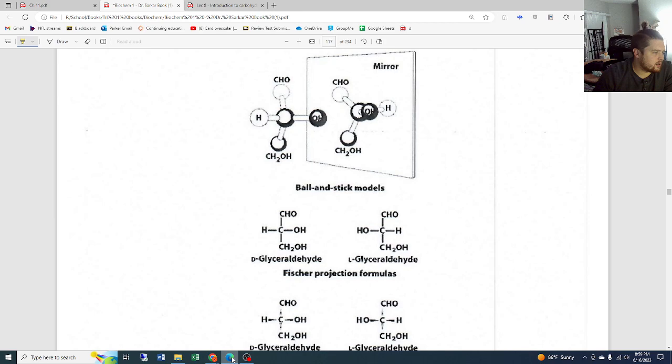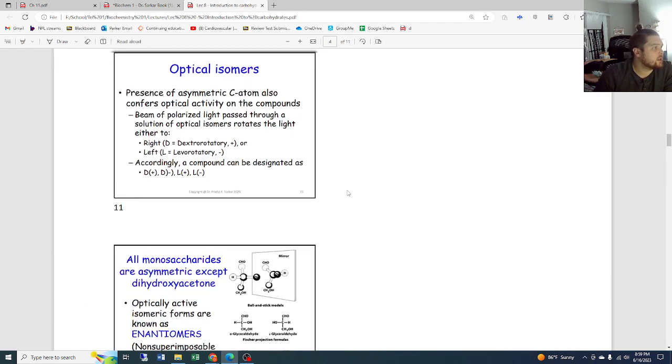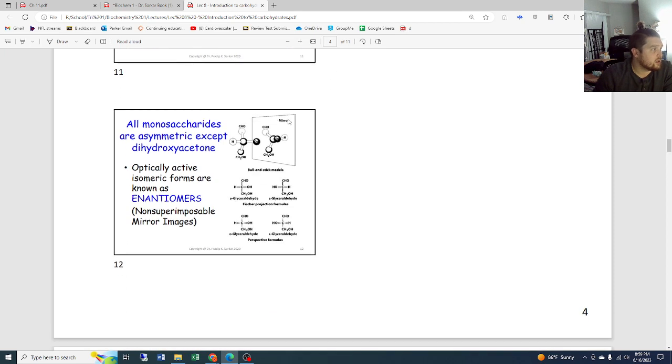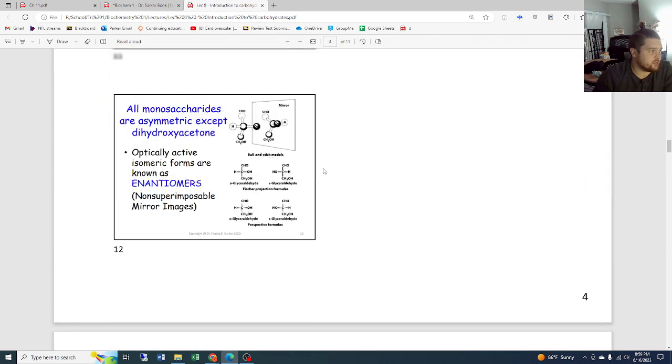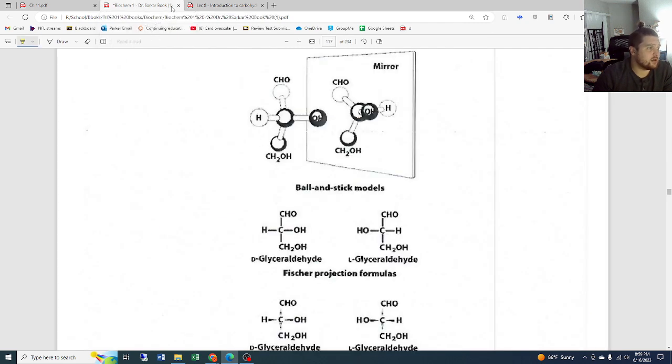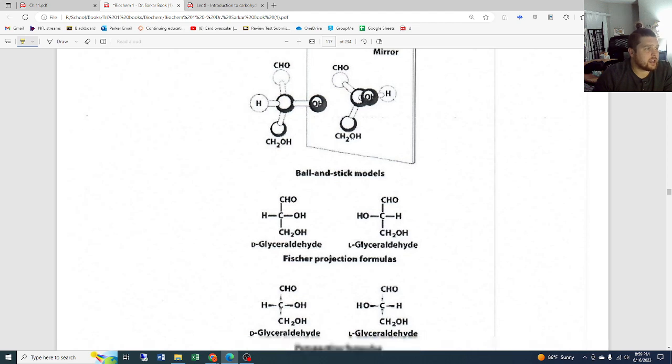He doesn't spend a ton of time talking about these. All of the monosaccharides are asymmetric. Optically active isomers. Yeah, this is literally about as deep as we go in all of this. Just know the definitions. Know what an enantiomer is, and you should be okay with that.